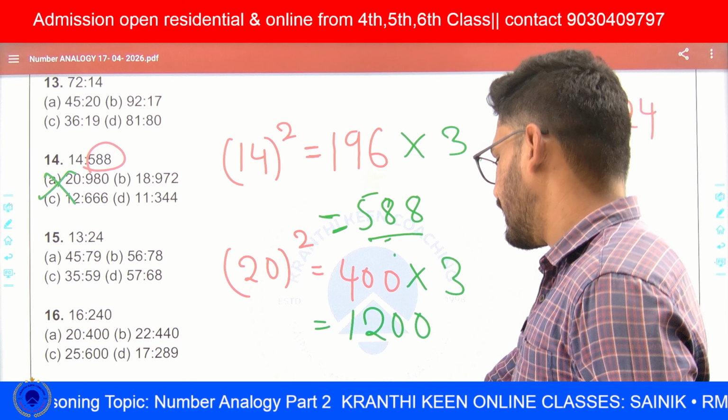That is 81, again what? 9 square. So if you observe this, 5, 7, 9. Again, which will be the next odd number? 11, isn't it? But what we have to do? We have to subtract minus 1.